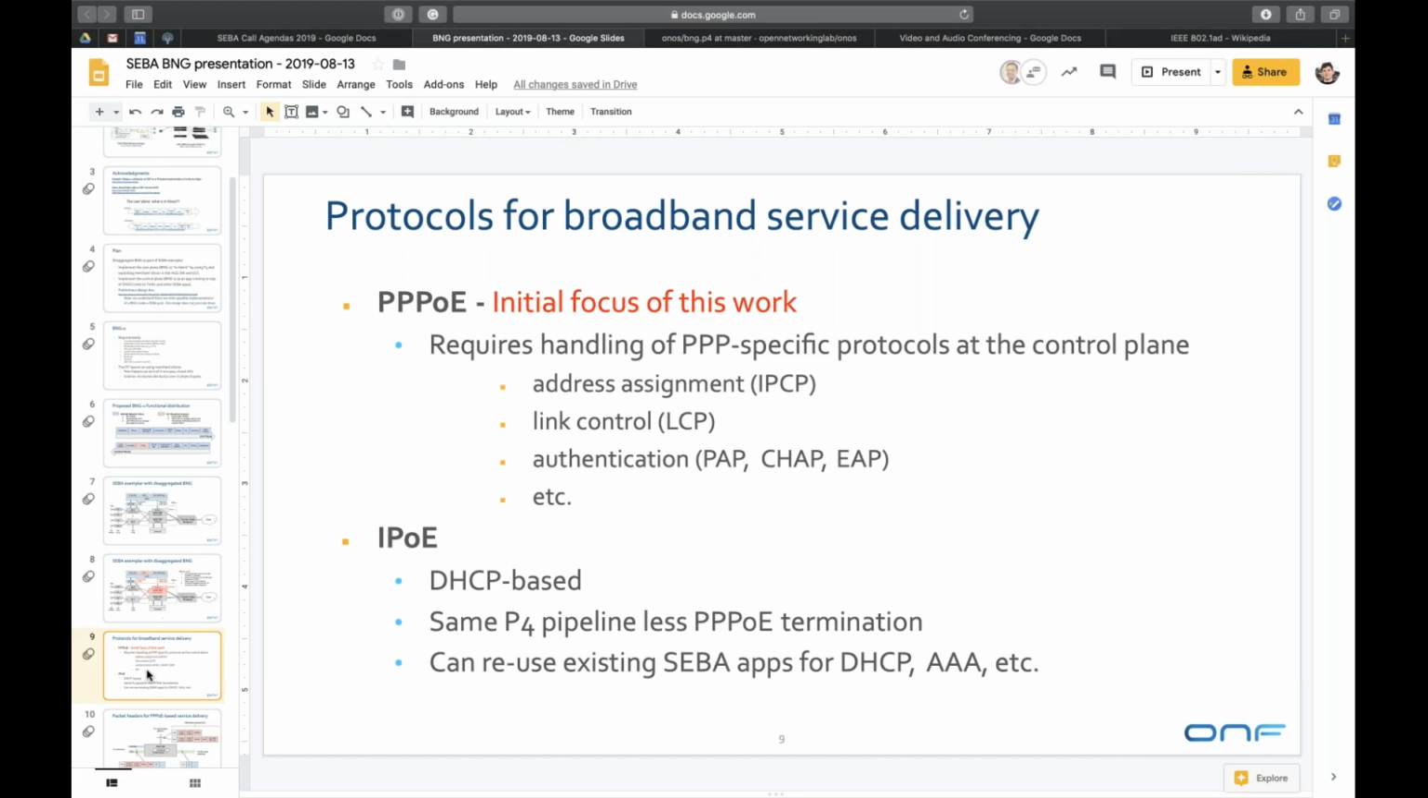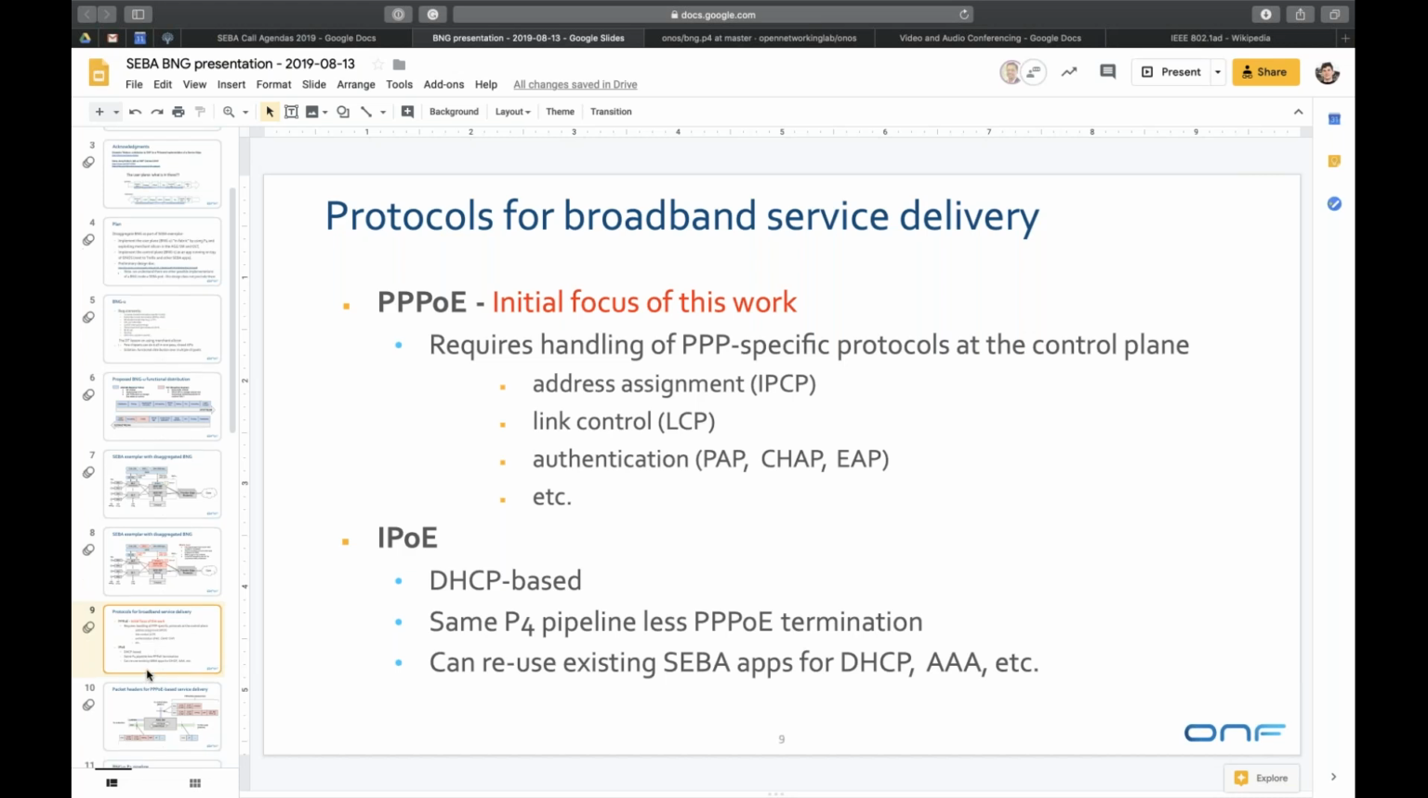The good news is that to support IP over Ethernet, which is DHCP based, and this is what we are doing in the SEBA exemplar today, we can essentially reuse the same P4 pipeline, and that's because the pipeline will be pretty much the same for the BNGU part, minus the functionality for PPPoE termination. And also we can reuse the existing SEBA applications for DHCP, authentication, and etc.